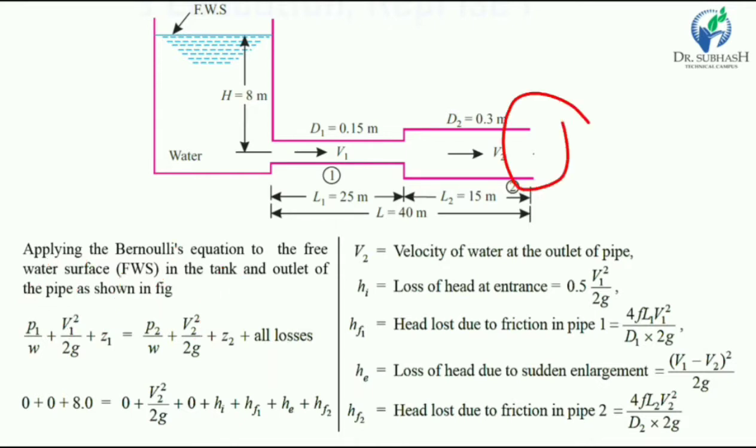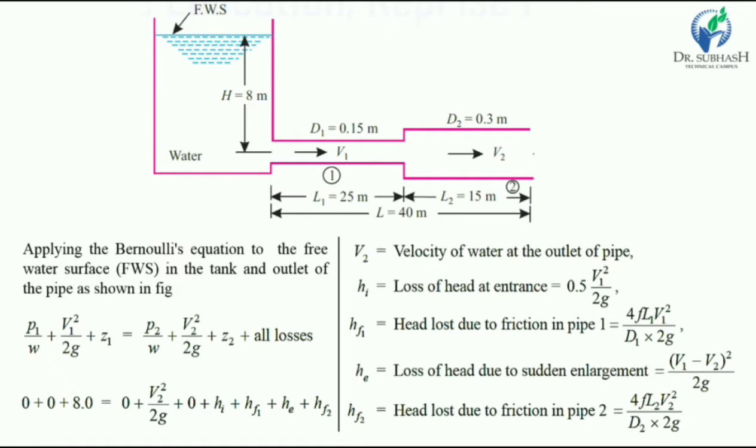But at section 2, what is there? Losses are there. Losses are considered at section 2, because the fluid flows from this section to this section, so the losses are there. So losses are considered at section 2.